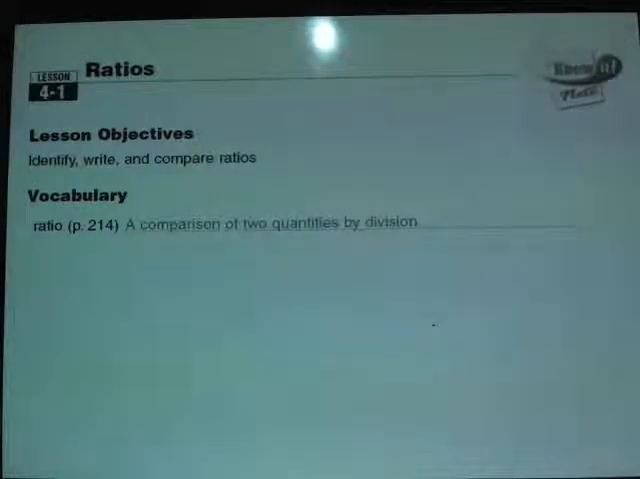There are lots of different ways we can write ratios, and a fraction is actually one of them. So once again, just for the proof that these two topics belong right next to each other. So here we go into 4.1, ratios, a comparison of two quantities by division.